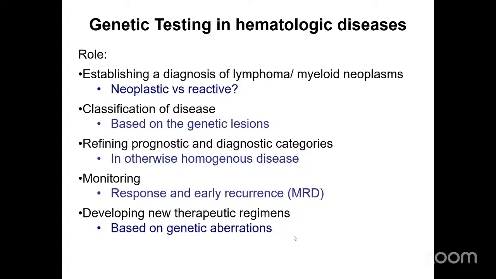So coming to genetic testing in hematologic diseases, what is the role? We talked about it a little bit: establishing a diagnosis, whether it is lymphoma or myeloid neoplasm, whether it is reactive versus neoplastic. That is the first step of any kind of diagnosis, and it can help you in that. It can help you in classification, in prognostic and diagnostic categories, monitoring, and developing new therapeutic regimens.